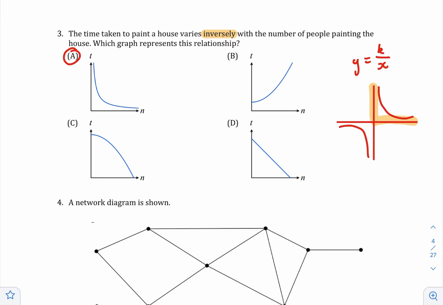It's A. The other way to think about it is if I have one person painting a house, that's going to take me a very long time to paint that house. But if I have 10 people, it's going to take a lot less time. So that's what an inverse relationship is.